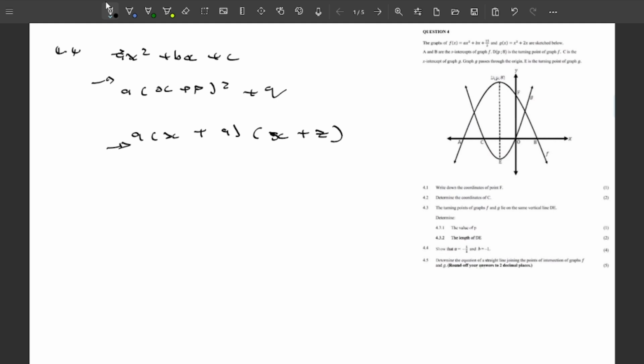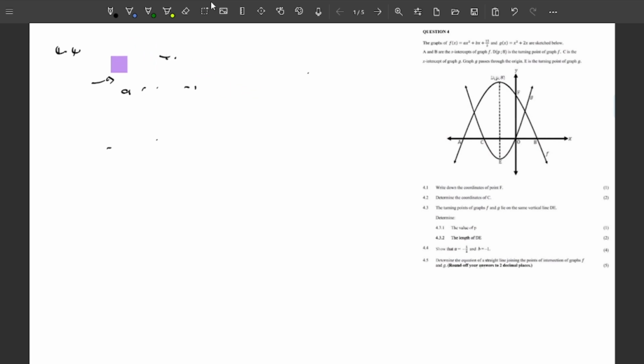For us, we're going to use the second one, because this one requires you to have the turning points. We did find our turning points for the graph of f, which is -1 and 8. So we can use the second one, unlike the first one. So we're going to say f of x is equal to a(x plus p) squared plus q.